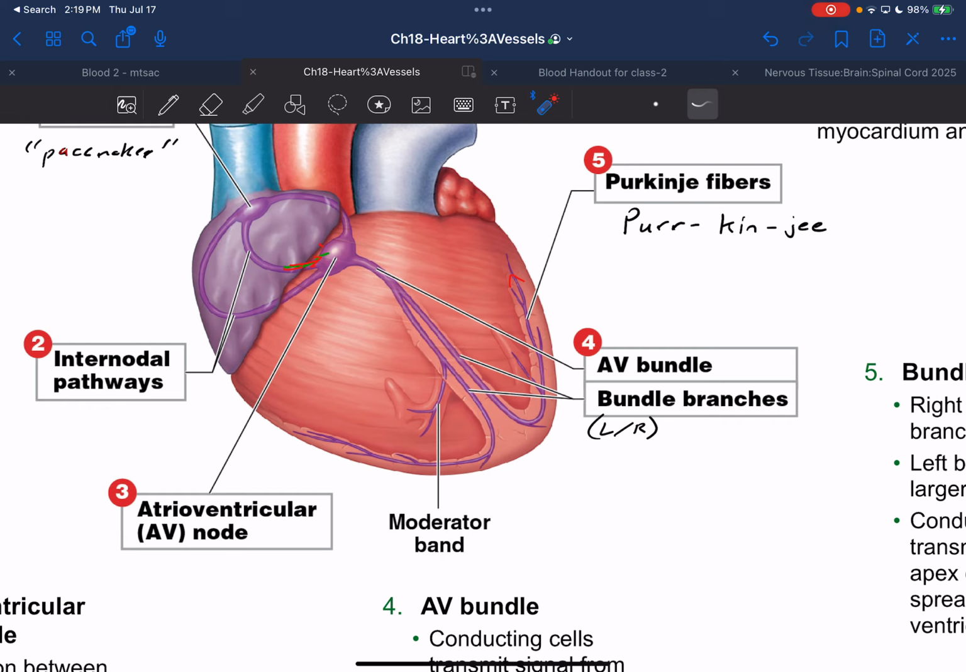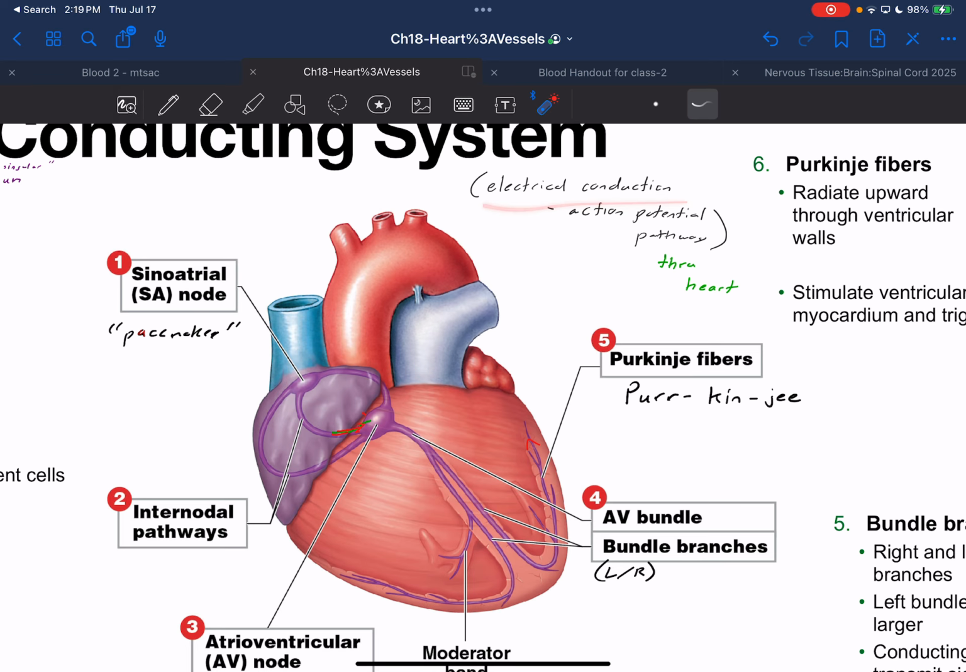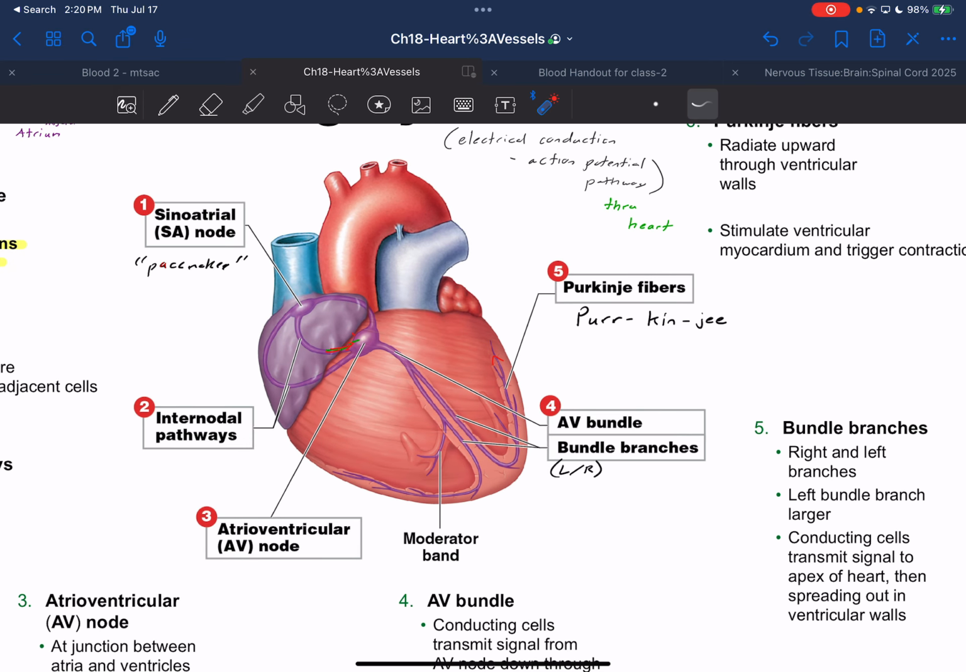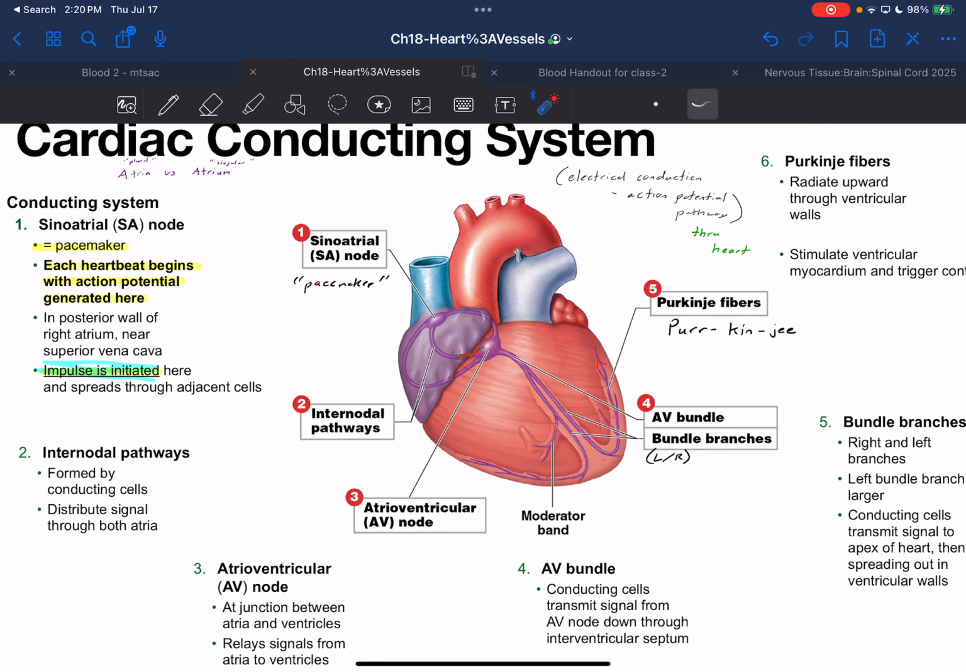And then finally, the nerves that serve the large ventricles are called Purkinje fibers. Purkinje, pronounced Purkinje fibers. And this is electrical conduction, the action potential pathway through the heart. You need to know the order, that's all. And you need to remember that the SA node is the pacemaker. And that means that that is where the impulse is generated. And that's good enough for this page.